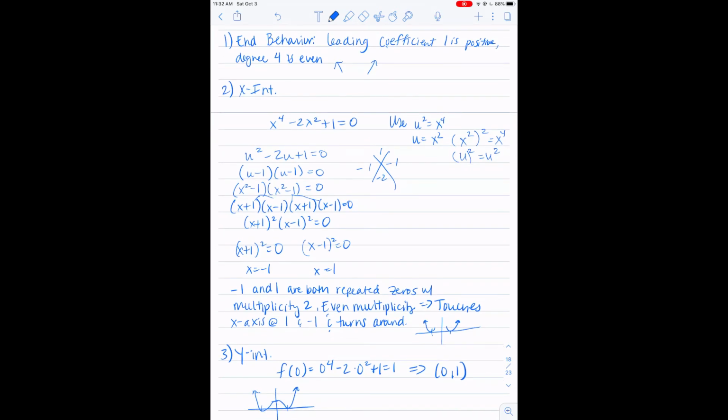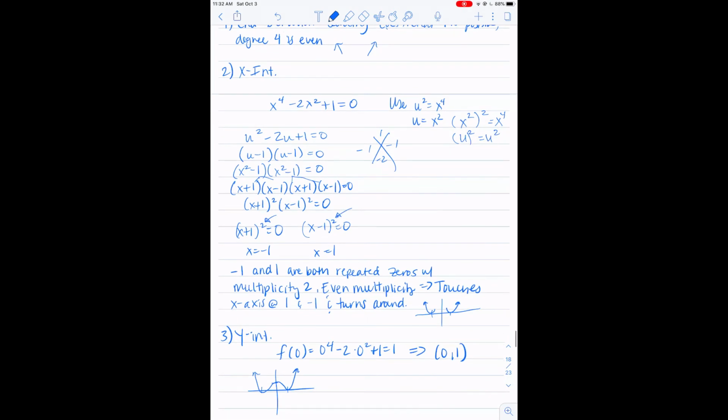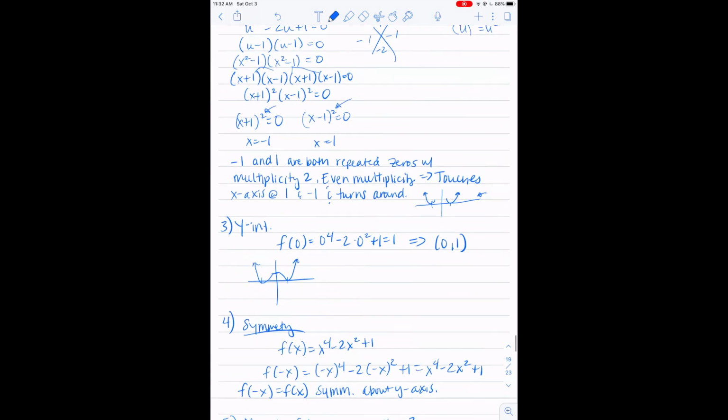And so we know -1 and 1 are both repeated zeros, and they have multiplicity of 2 because they were squared. So there's an even multiplicity, which means that it's going to touch the x-axis at 1 and -1 and then turn around. So here's the next part of our picture we've put together here. This was our end behavior, and now this is our x-intercepts and multiplicities.